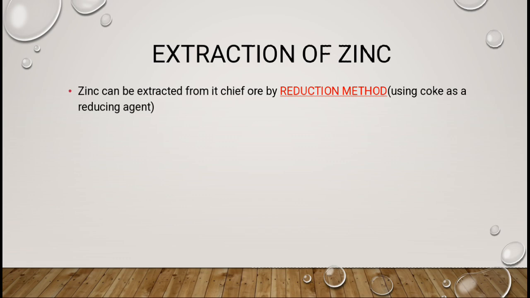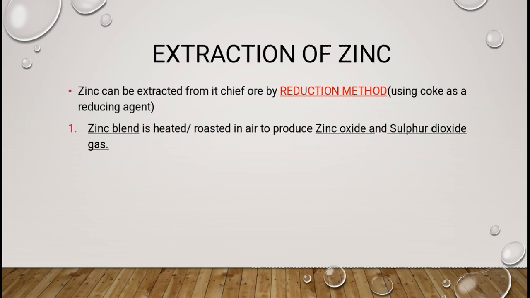So an example of an element that can remove oxygen from a compound is what we get to call what? Coke, which is known as carbon, right? Which is also known as carbon. So zinc can be extracted by using coke in order to remove oxygen from zinc oxide. So the first step, the ore is roasted or heated in air to produce what? Zinc oxide and a dangerous gas known as sulfur dioxide.